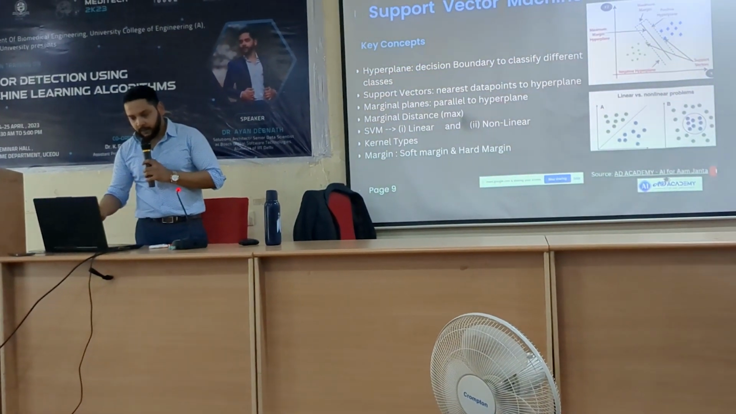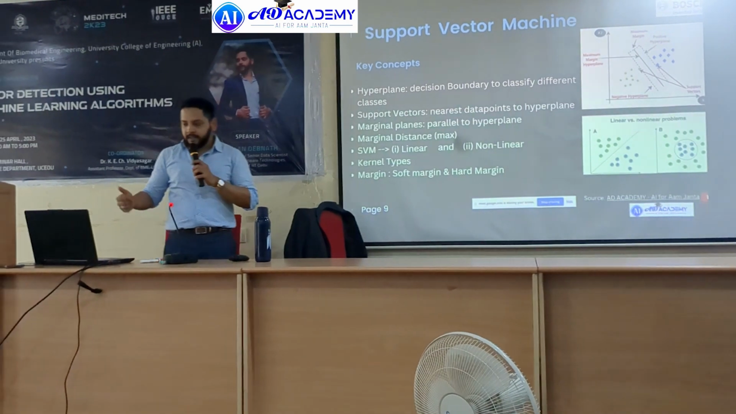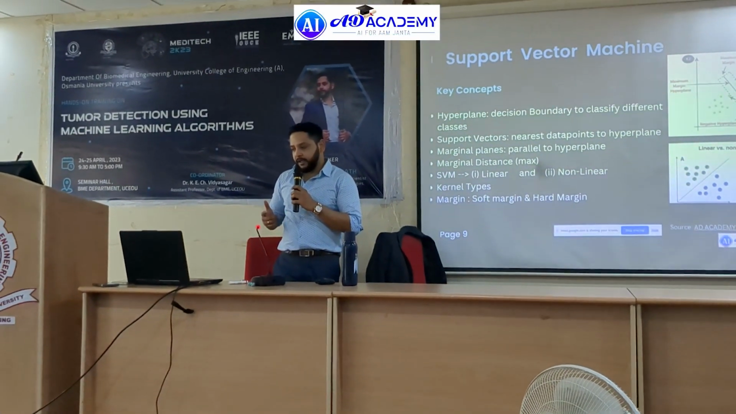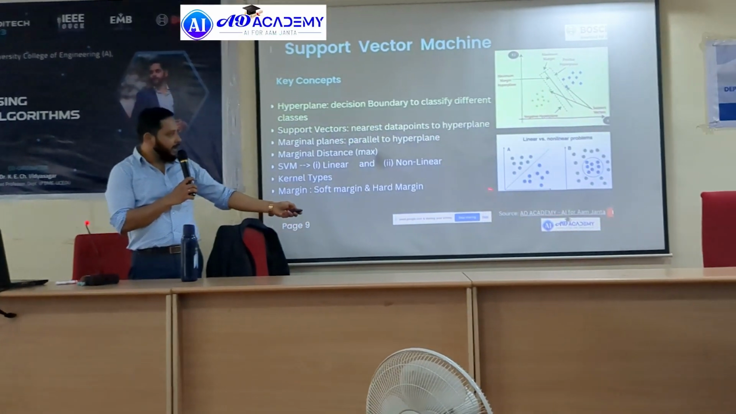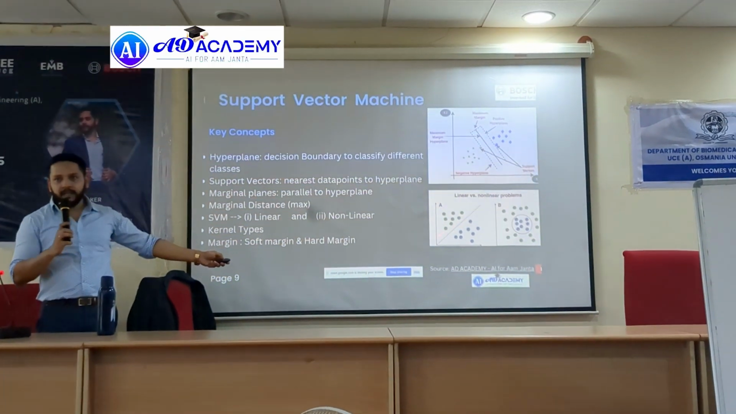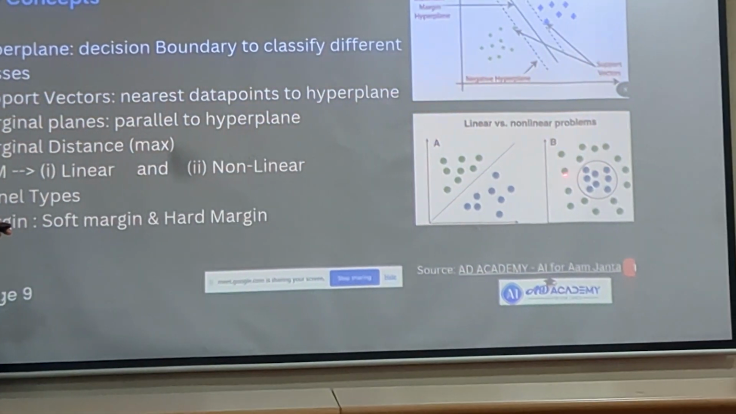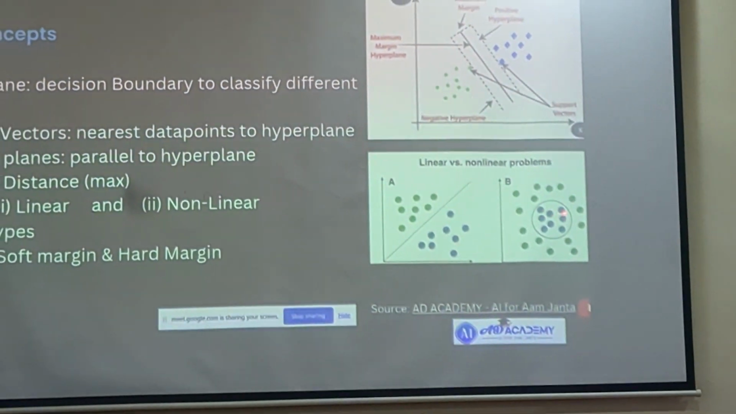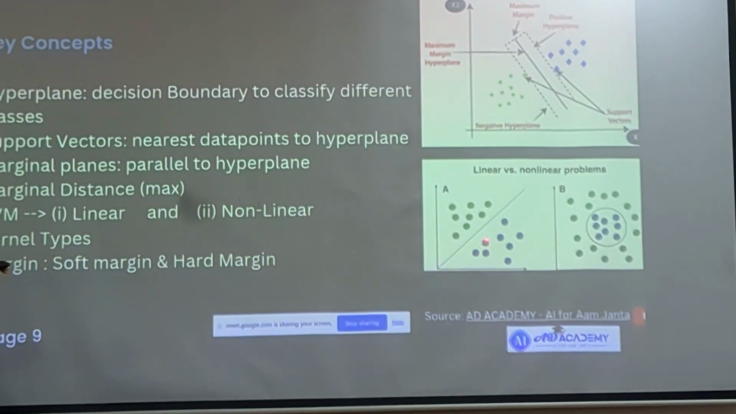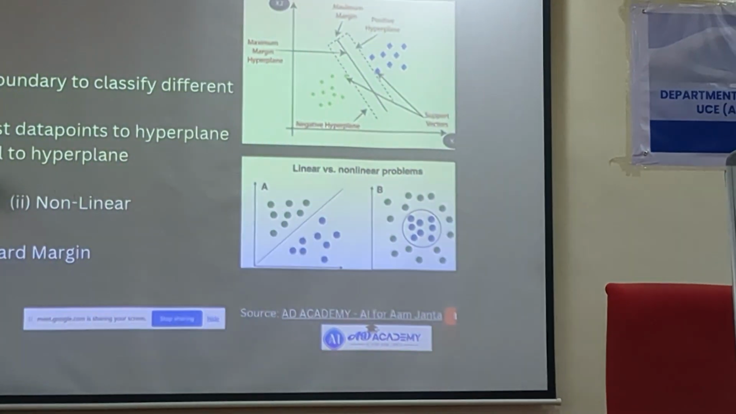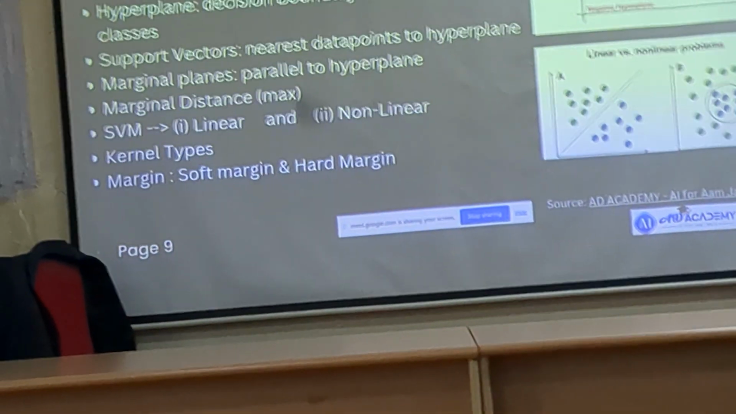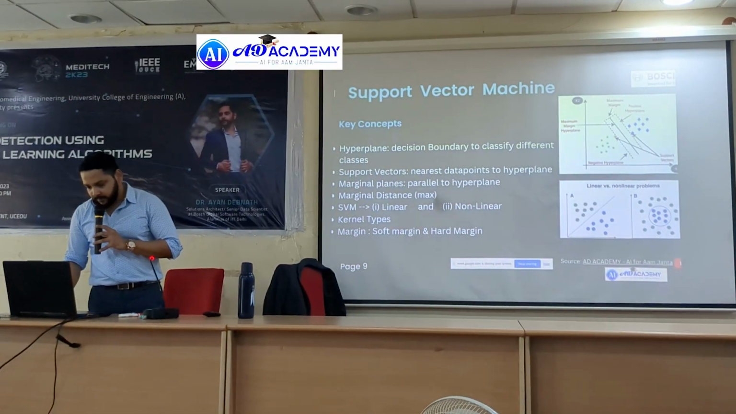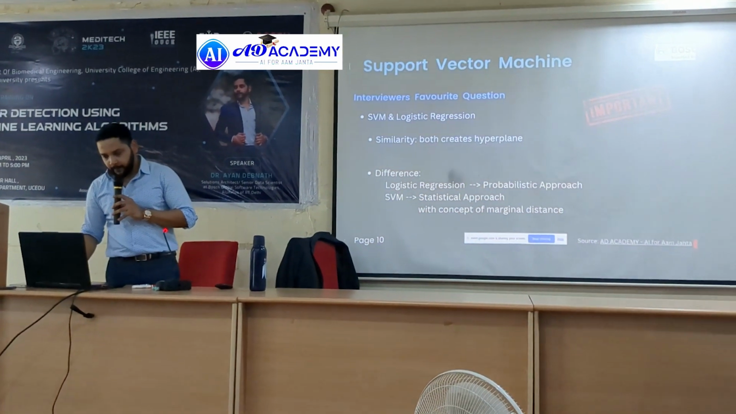And this SVM can be of different types. It can be linear or maybe non-linear. Here I have given an example: this is linear, which is very easy to classify, but this is not very easy because these are non-linear structures. I will not go into non-linear things today. I will give a basic example with respect to the linear. Now there are different things like kernel types, soft margin, hard margin. I will come to these points.